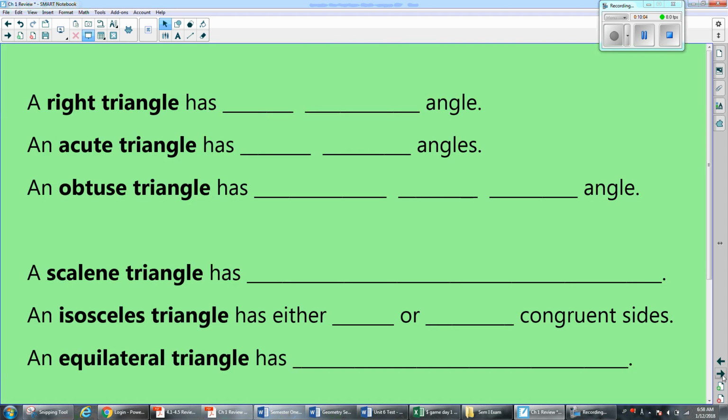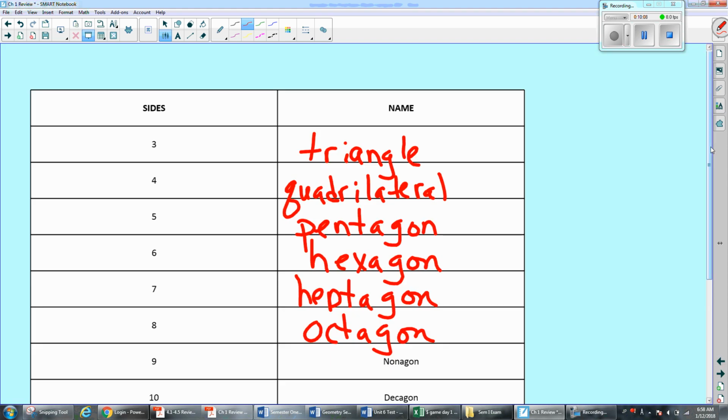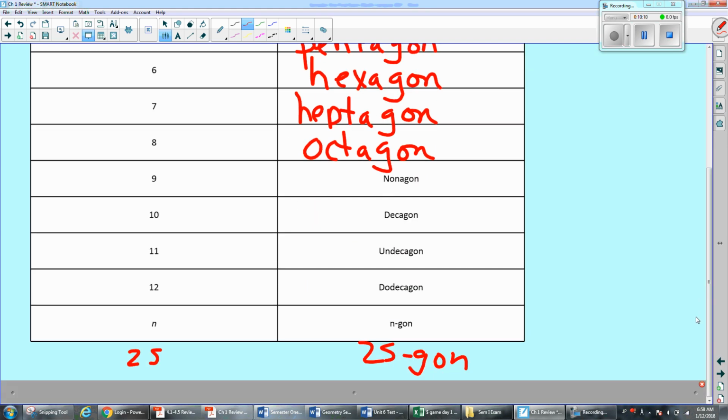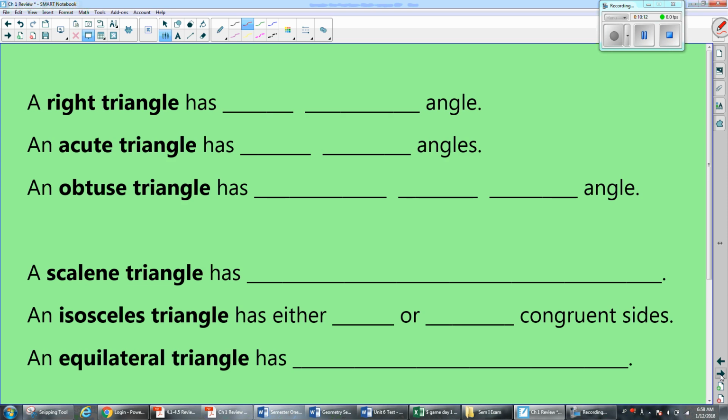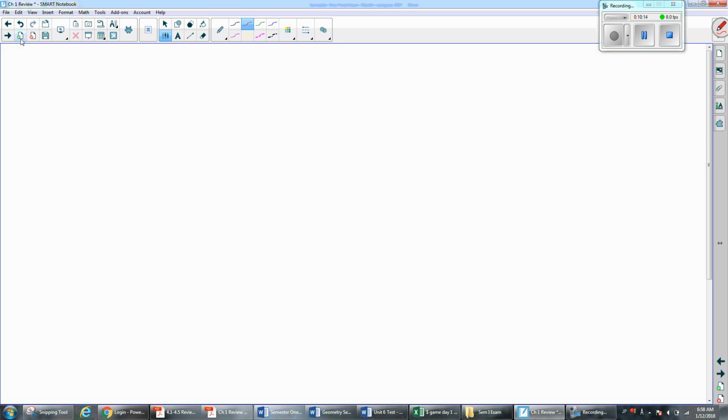Alright, so a right triangle, oops. We're missing a slide here. Okay, so two polygons are congruent if and only if they have the same size and shape. We're missing that definition for some reason.